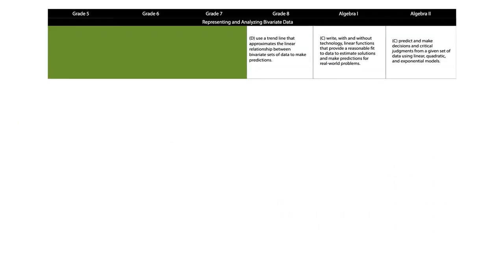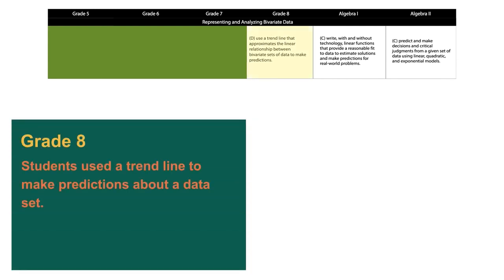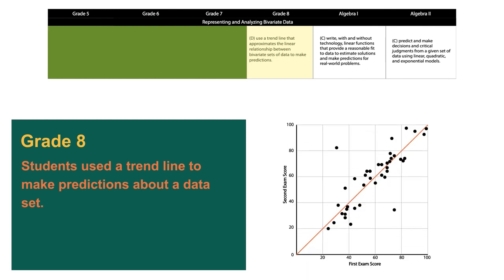Now, let's see how students build their skills for writing linear functions that provide a reasonable fit to data to estimate solutions in real-world problems for Algebra 1 Standard 4c. Starting in 8th grade, students used a trend line to approximate the linear relationship between datasets and make predictions. While in grade 8, students used the trend line that was given to them.